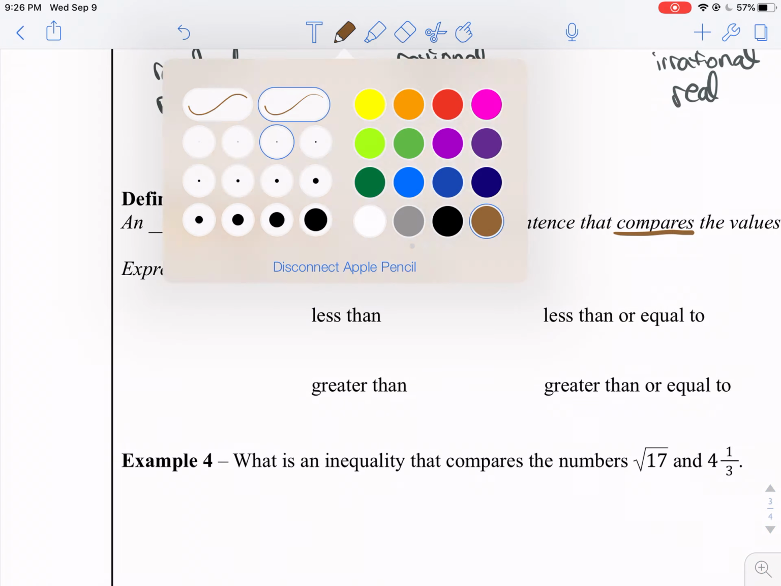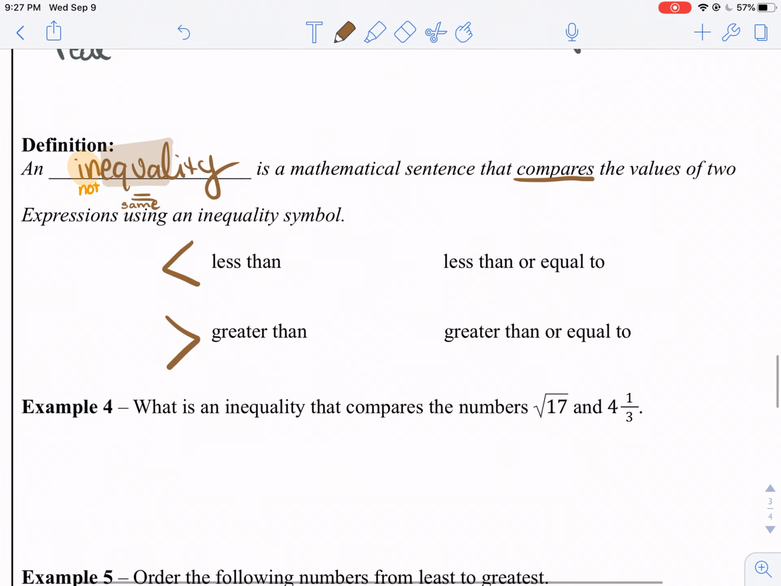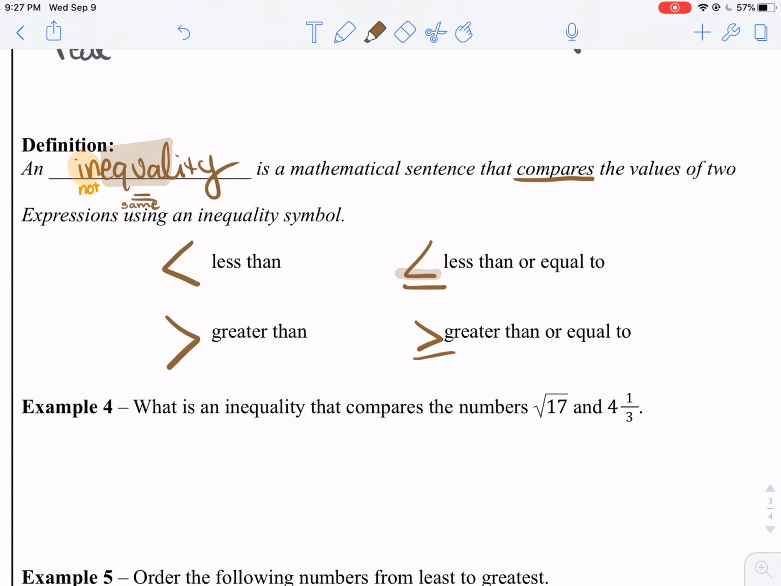So you can have a symbol like this guy, which means less than, or this guy, which means greater than. Or you can have this funky hybrid, which means less than, but also equal to, and then greater than or equal to. I like to remember this because it's got the little equal sign right here. Right there, an equal sign and an equal sign. Cool, huh? All right.